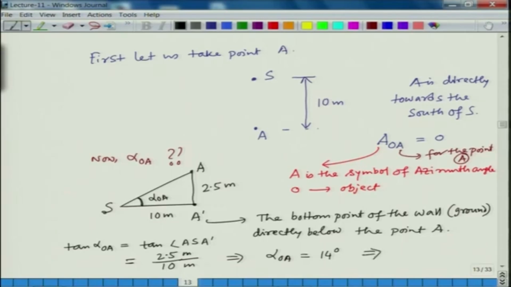So, the point A is now represented with two coordinates: one is alpha OA, and the other one is the azimuth angle, azimuth OA. So, alpha OA and azimuth OA will be nothing but 14 degree comma 0 degree. That is the coordinate location of point A with respect to the collector site position S.